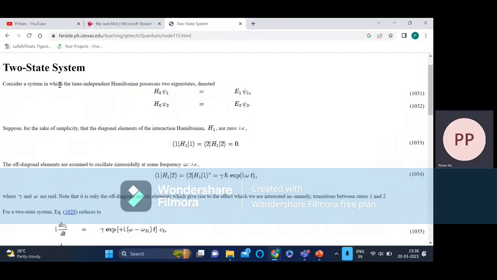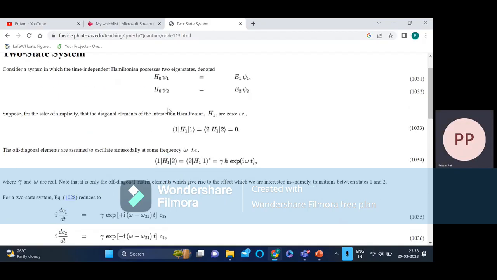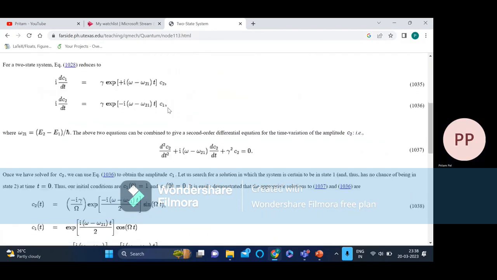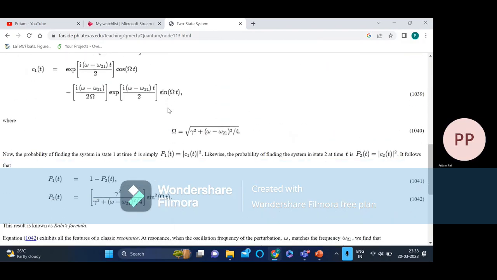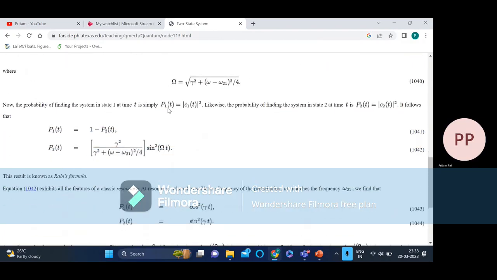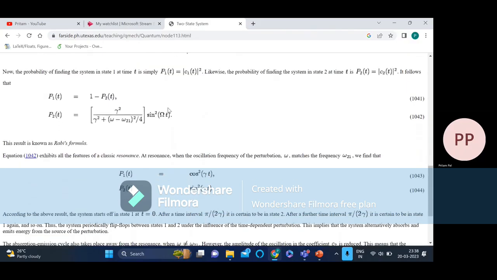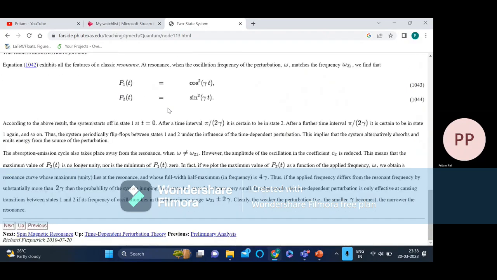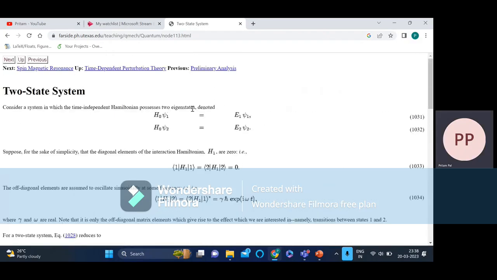Now I'll discuss another thing. Let's say it's an example. Consider a system in which the time independent Hamiltonian possesses two eigenstates. Okay, so the same thing I have discussed, right? But it is in a simpler form.